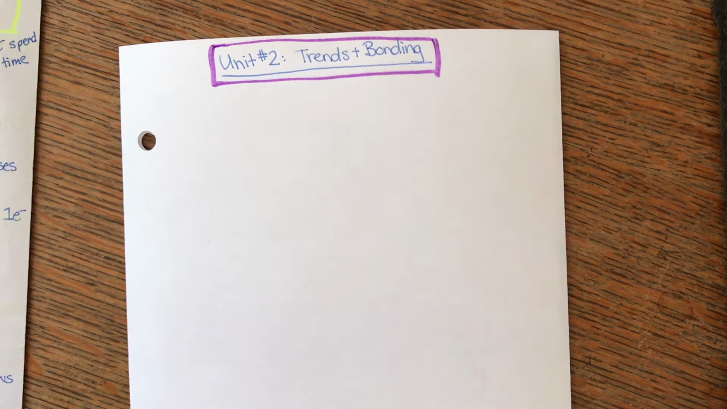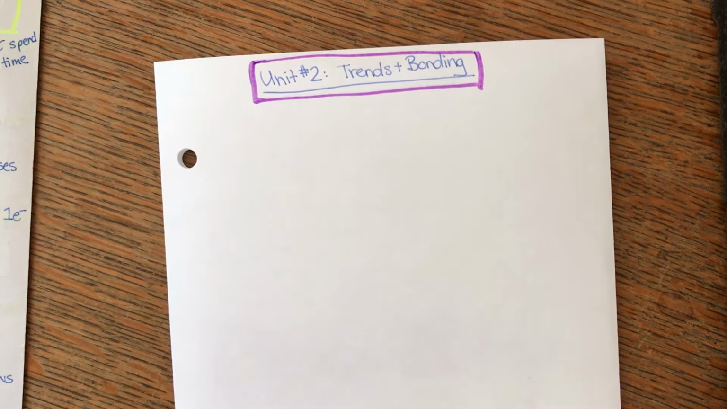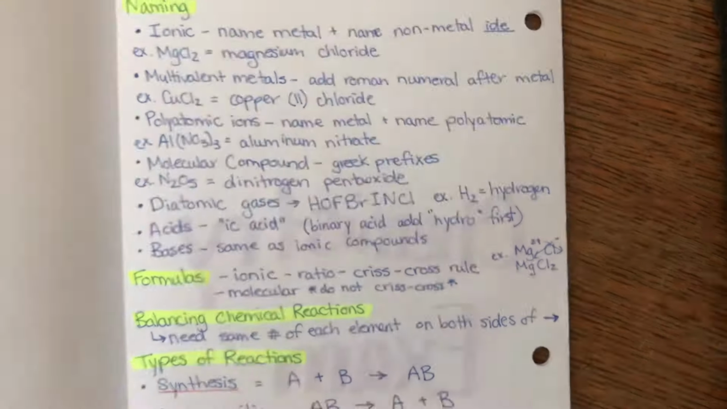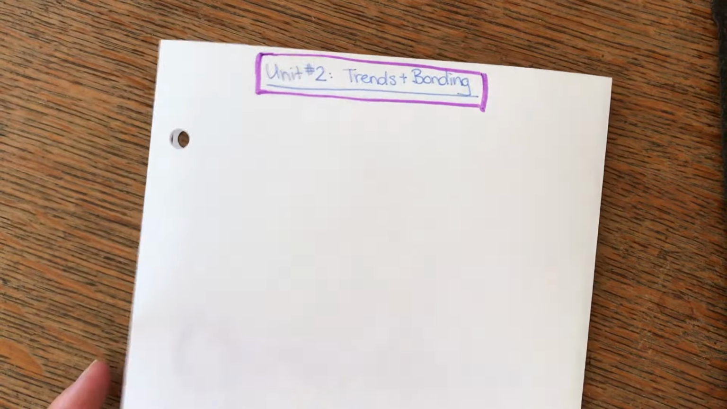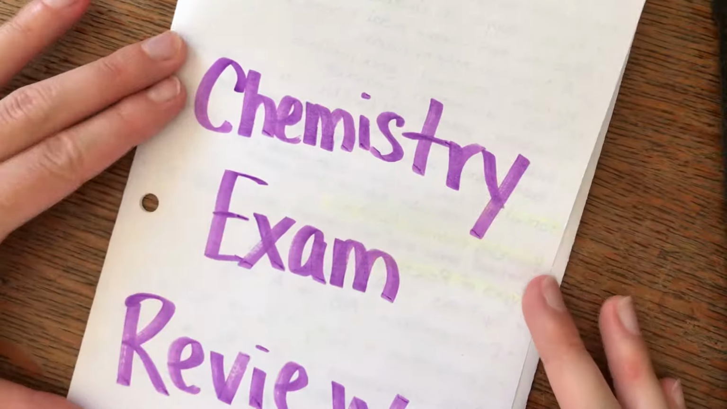So unit number 2 is our trends and bonding unit. We've just finished unit number 1, that was on the back of the first page. Now we're looking at the inside panel of the whole piece of paper. Okay, so this is what the whole thing looks like. We've opened it up. There's unit number 1, and we're going to put unit number 2 here.